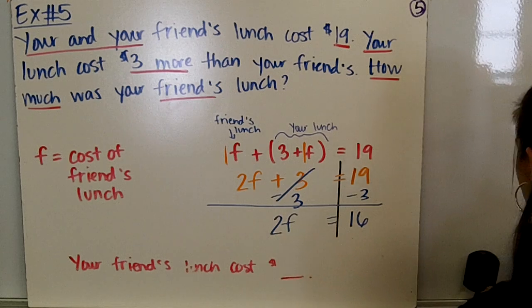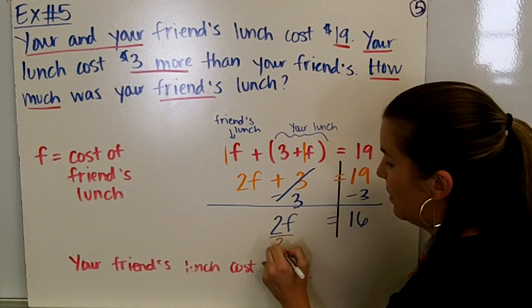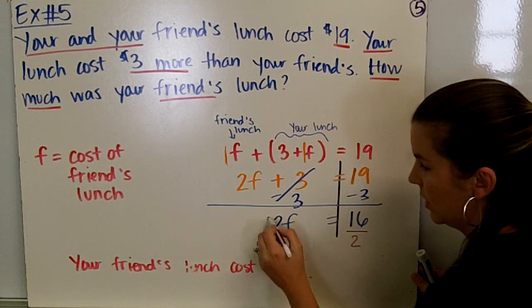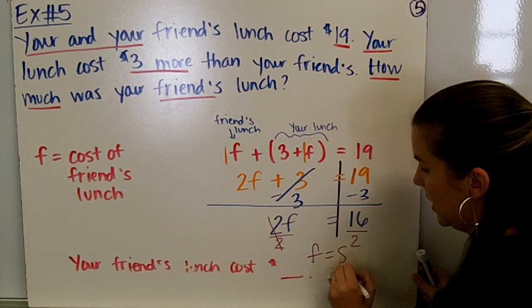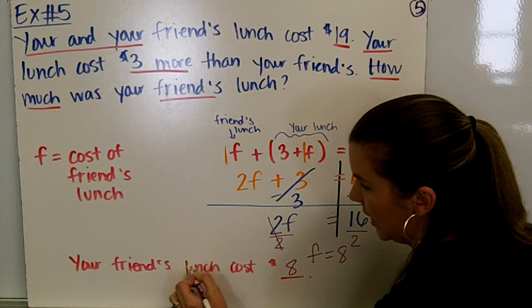I want just F. I have 2 of them. This is 2 times F. The opposite is to divide by 2. F equals 8. So your friend's lunch cost $8.